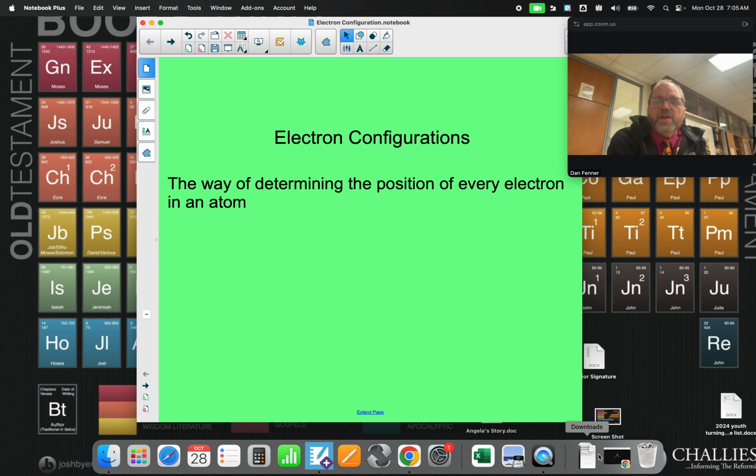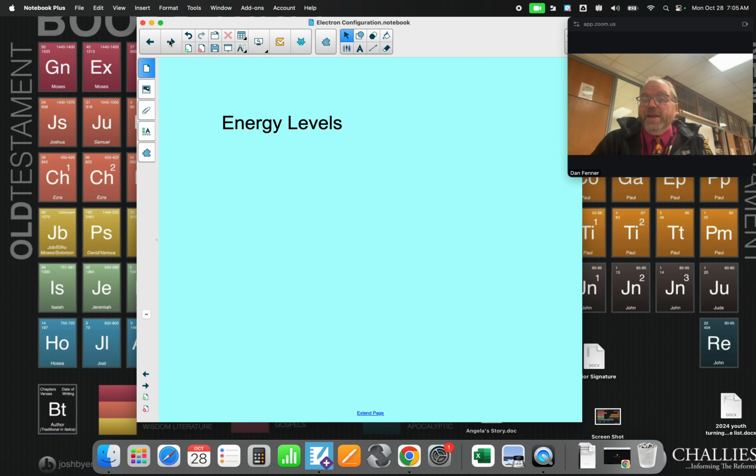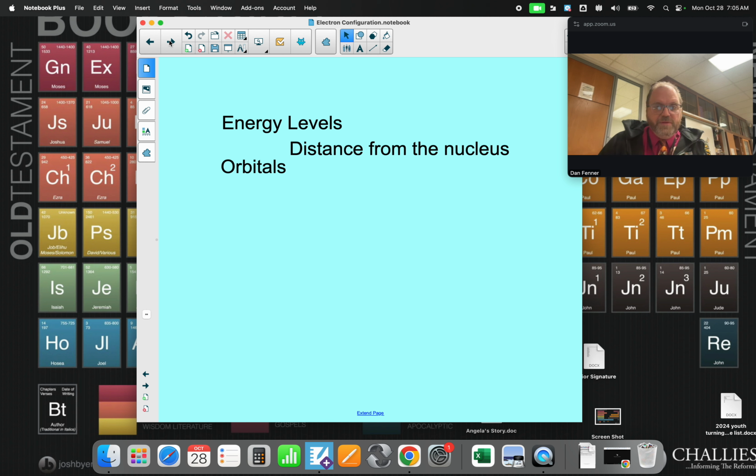So we're looking at electron configurations. Electron configurations is a way of determining the position of every electron in an atom. So in order to do that, there's two things we need. We need energy levels to be identified, and something called orbitals. Now, energy levels are just simply the distance from the nucleus, how far the electrons are located, and there are up to 7 energy levels that we know of at this point inside of any atom. And orbitals are the placement inside of the energy level. So we have different wings in a hotel, as far as where they get placed. That's what the orbitals give us.